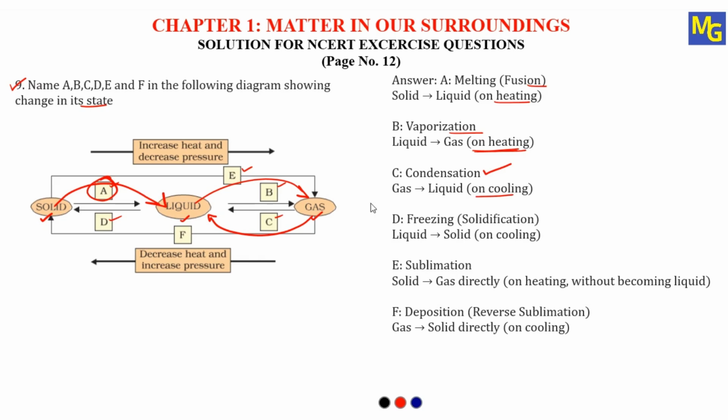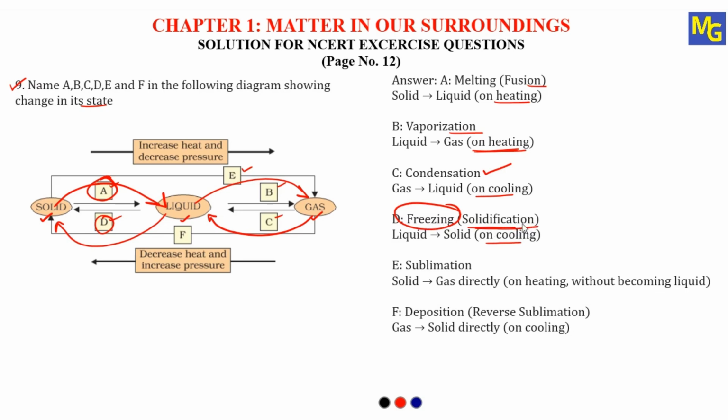The next is D, which is here, conversion of liquid to solid. Means you can convert water to ice. And how can we convert? By keeping it in the fridge. If you are keeping it in the fridge, what does it mean? Temperature is less. So here also we require cooling. So on cooling, we can convert liquid to solid. The process is called freezing or solidification. Conversion to solid means solidification.